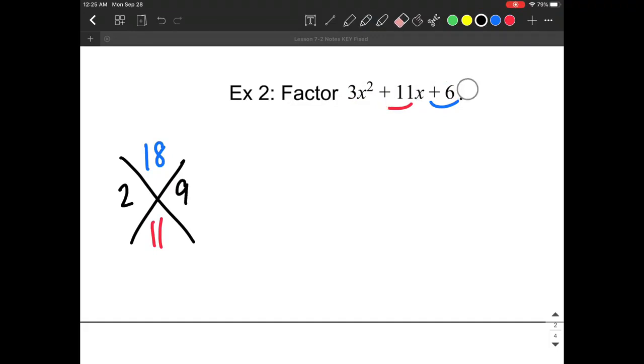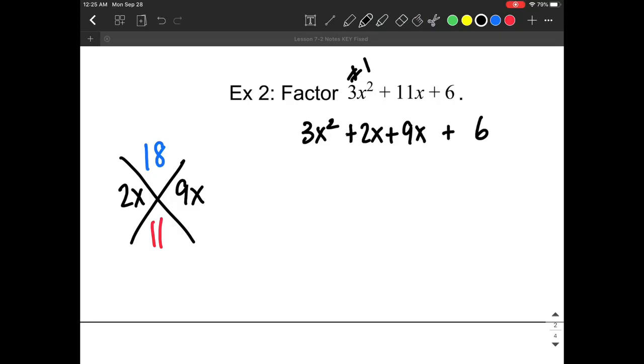Now I know that this is not going to tell me directly factored form, since a is not equal to 1. This is going to tell me expanded form. So I know 2x plus 9x is how I can break down this 11x. I know that the first term, 3x squared, is the same, and 6 is the same at the end, but 11x becomes plus 2x plus 9x. So instead of 11x, I have plus 2x plus 9x. I got that from here.